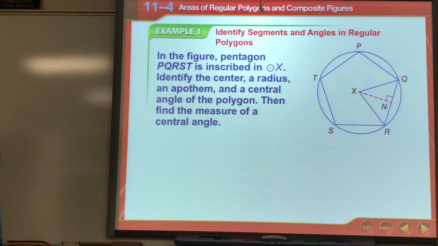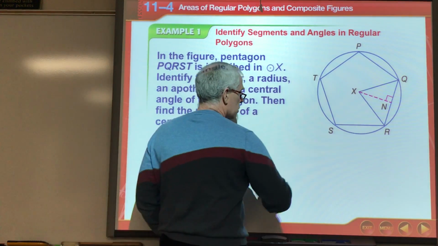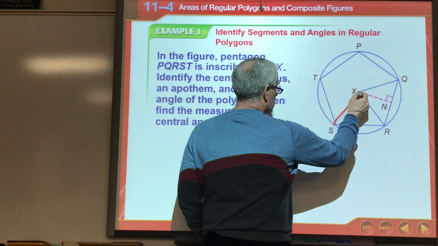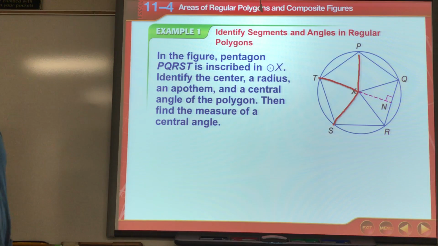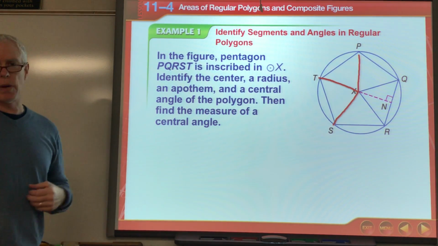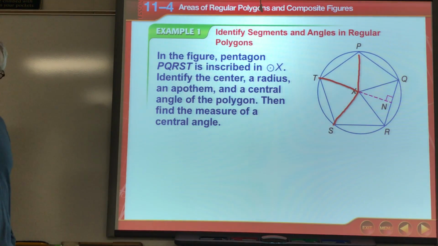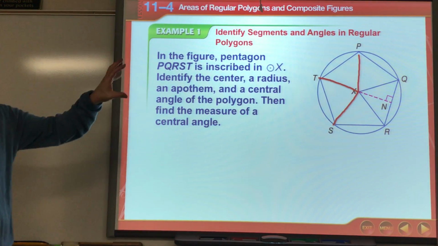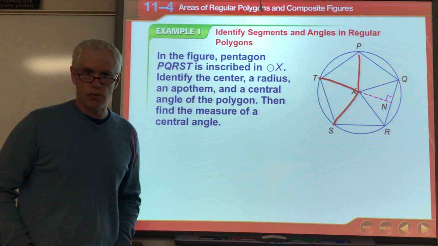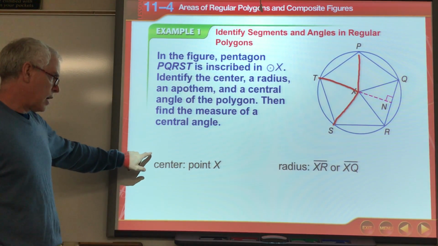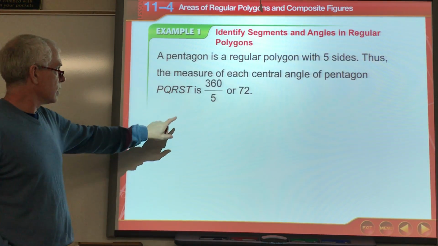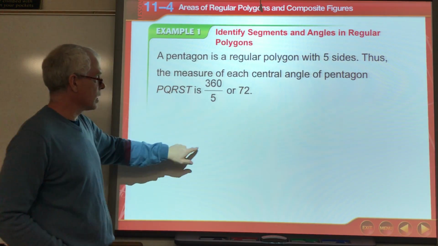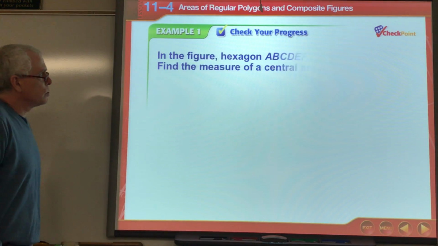Well, if I drew in the rest of those triangles, I could keep drawing in triangles here. We would end up with 5 congruent triangles, each that has the same central angle. Well, since there's 360 degrees going all the way around that circle, if I take 360 divided by 5, because there's 5 sides in this pentagon and there's 5 central angles, I would get the measure of that central angle. So in this case, center X, got a couple radii, got the apothem, got the central angle, and then the measure of it, we're going to take 360 divided by 5, because there's 5 sides, and we're going to get 72. Okay?